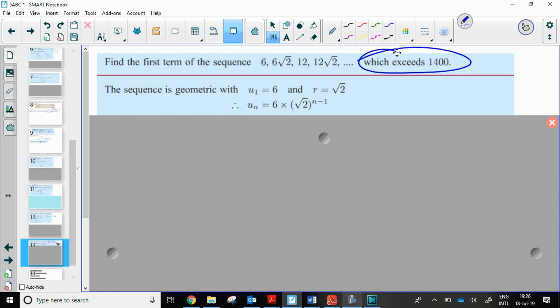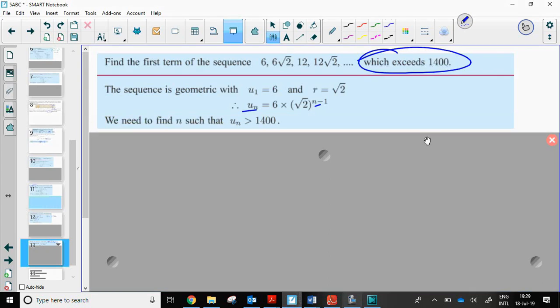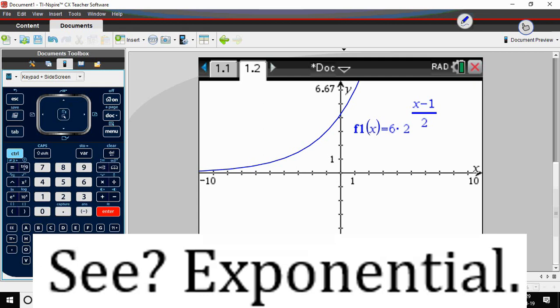So we're going to start off by getting the explicit formula for that. And then we need to figure out, okay, for what value of n do I get u sub n being bigger than 1,400? All right, and we're obviously going to use technology to do that. So I'm going to graph this, and instead of n, I'm going to use x. And yeah, that is the same thing, right?